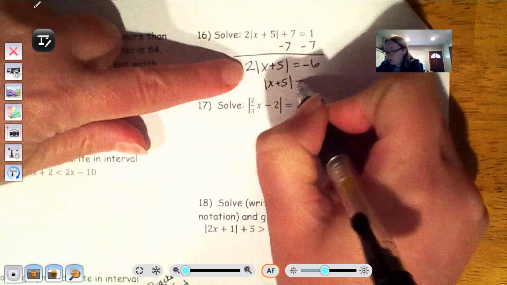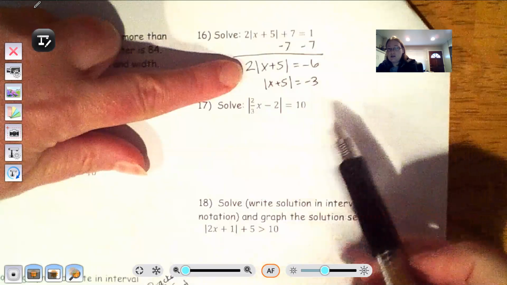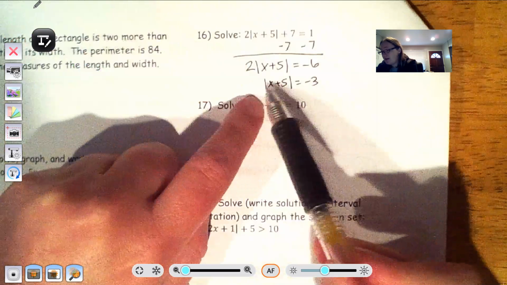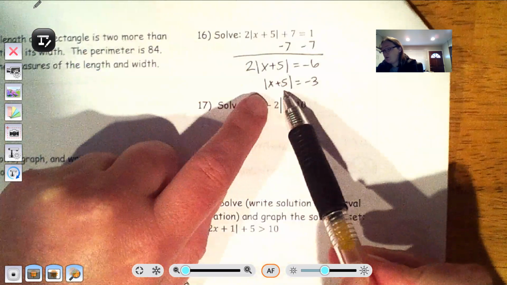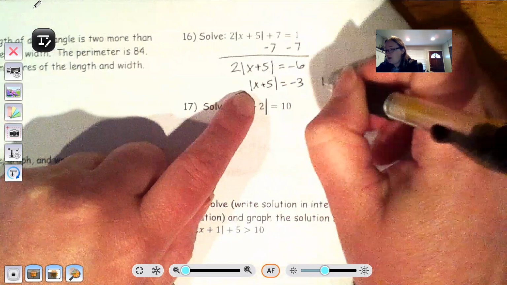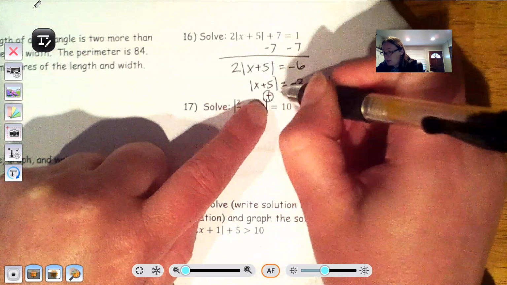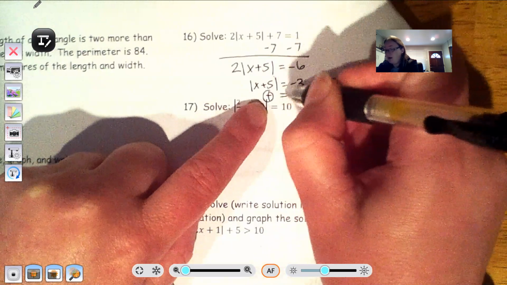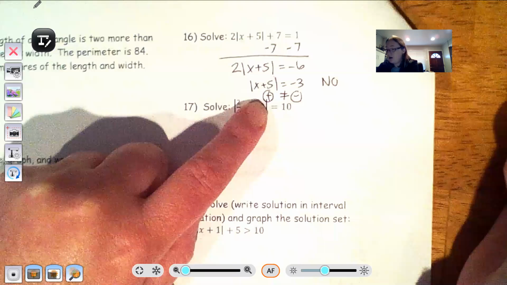Dividing by 2 would give me -3. And now here's an interesting situation, because it's saying this absolute value, which is always positive, equals a negative. And so that's a special case. And you can stop right there and just write a positive does not equal a negative, which would be explaining why you're saying no solution.